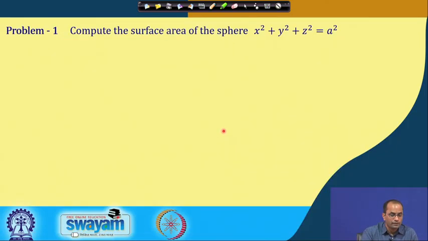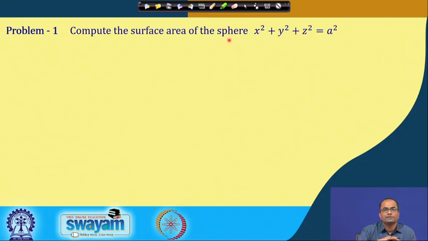So, now we will take the problem here: compute the surface area of the sphere x squared plus y squared plus z squared equals a squared. So, we have a sphere centered at 0, 0, 0 and given by this equation. The radius of the sphere is a. So, we want to compute the surface area now.